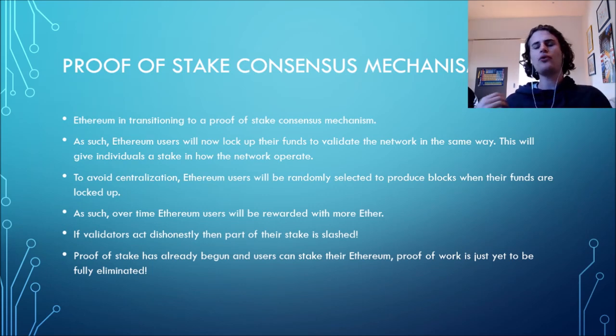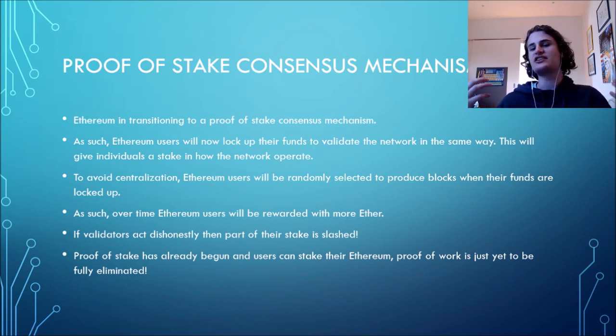Also, an important thing to recognize about proof of stake is that if validators act dishonestly, part of their stake is slashed. So if you're trying to validate bad blocks or ruin the Ethereum network, you're actually going to lose a lot of money in the process, and this would be a very inefficient idea. This almost makes proof of stake more secure than proof of work, and I really do believe this is the superior consensus mechanism. Proof of stake has already begun and users can already stake their Ethereum.